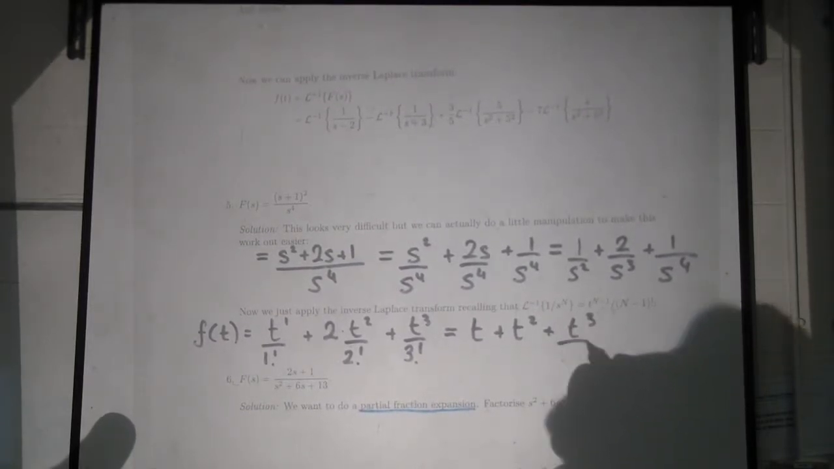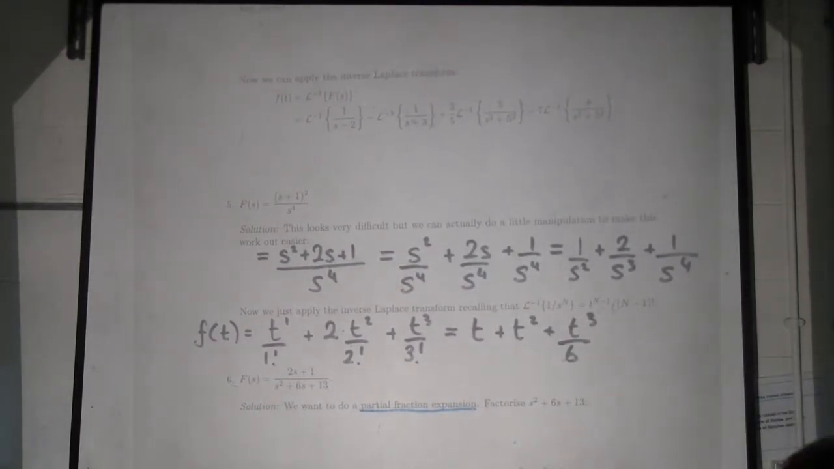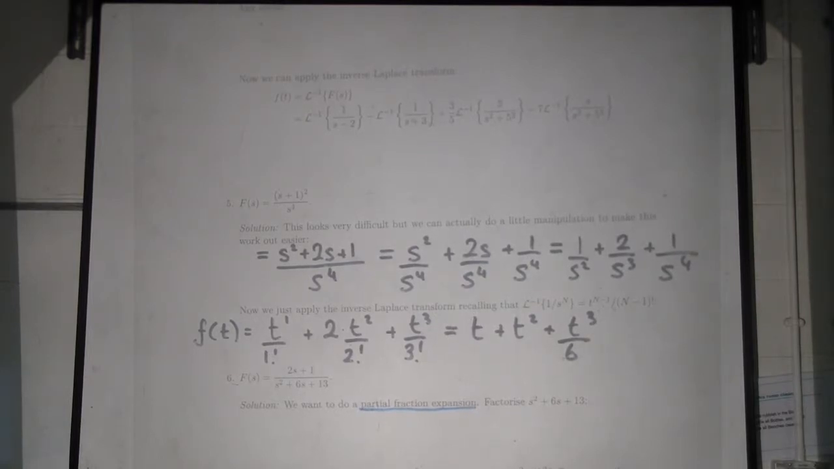If you ever forget those, the factorials are actually on your calculator. I don't know if there is something like that in your exam paper, but it's likely.